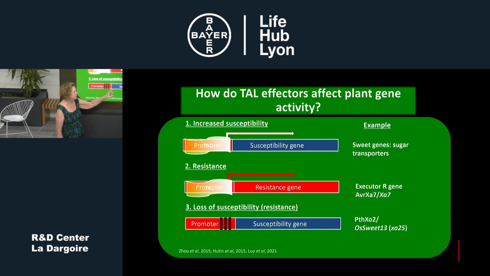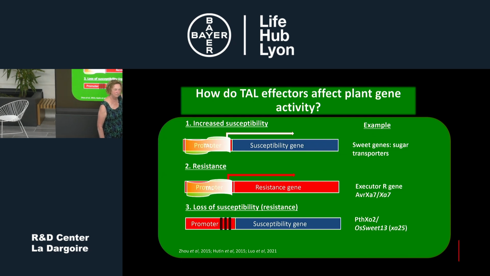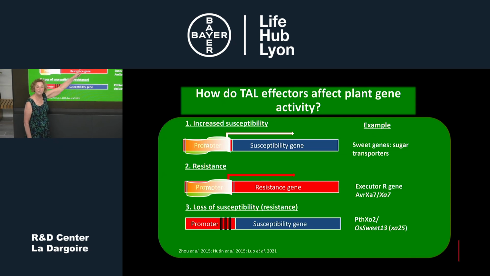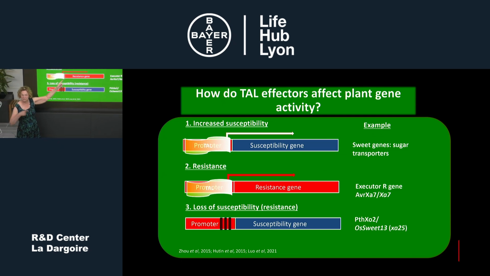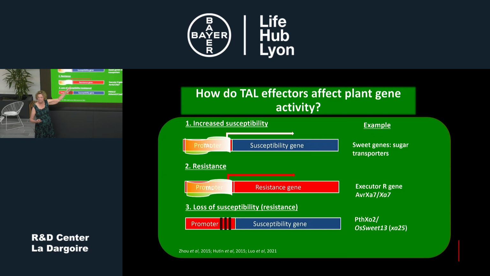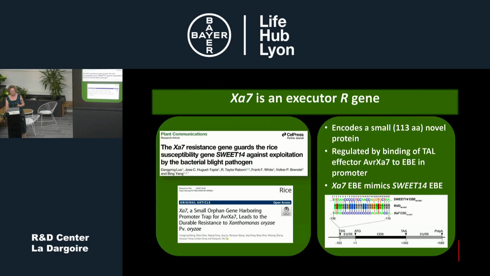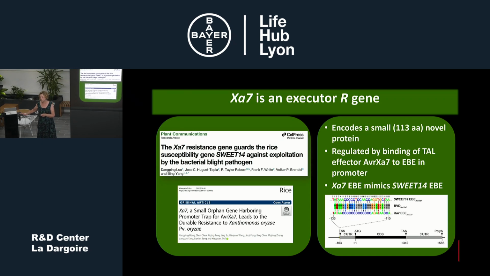Now, I'll tell you that AVR-XA7, the TAL effector that interacts with XA7, binds to a sweet gene and activates sugar secretion and feeds the bacteria. But we now know, because just recently some colleagues of ours in a massive effort, because it was a very difficult gene to identify and clone, two different groups have cloned the XA7 gene. And we now know that it's an executor gene. As I showed you, it's a resistance gene.